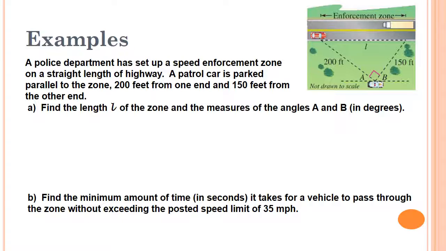A police department has set up a speed enforcement zone on a straight length of highway. A patrol car is parked parallel to the zone 200 feet from one end and 150 from the other. Find the length of the zone and the measures of angles A and B. And realize it's kind of one of those angle of elevation depression situations. Angle A is going to be the same measurement as the angle in the upper left corner of the triangle, and angle B will be the same as the measurement of the angle in the upper right corner of the triangle. Then for part B, find the minimum amount of time in seconds that it takes for a vehicle to pass through the zone without exceeding the posted speed limit of 35 miles per hour. Pause the recording, give these a try, and resume to check your answer.